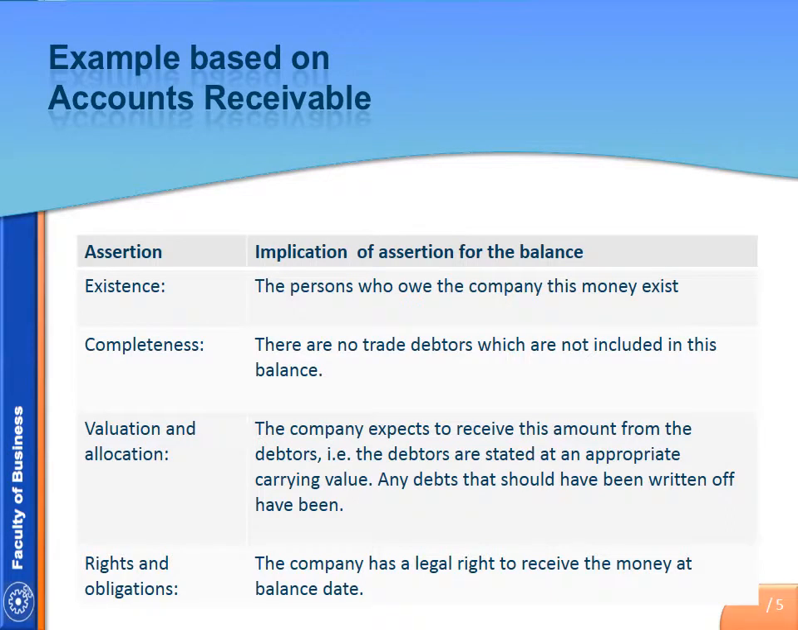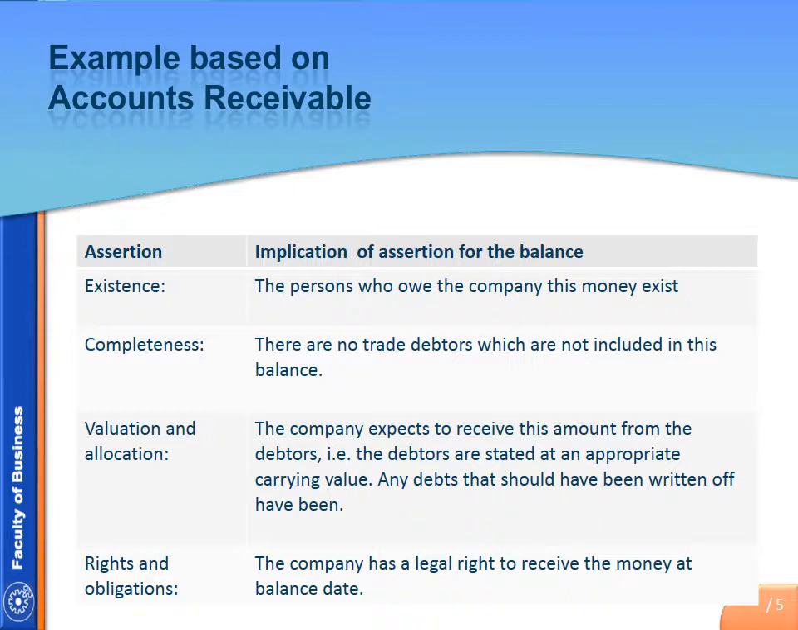Now let's look at it. This is based on an accounts receivable balance. And here we're saying that existence, that the person who owed the company this money actually exists. Completeness, that there are no trade debtors that are not included in this balance. Valuation and allocation, that the company expects to receive this amount from the debtors, that any debtors that should have been written off have been, and rights and obligations, that the company has a legal right to receive the money at balance date.